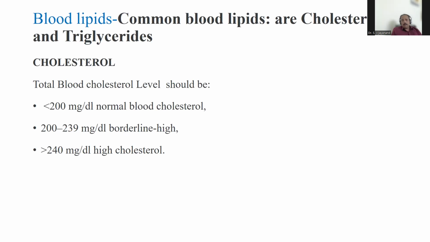When you talk about common blood lipids, we consider mainly cholesterol and triglycerides. When you consider total cholesterol, the level should be less than 200 mg per deciliter, which is considered normal. If it is elevating beyond 200, then the cholesterol concentration is increased. If it is reaching above 240 or 250, then we consider it a high cholesterol concentration.